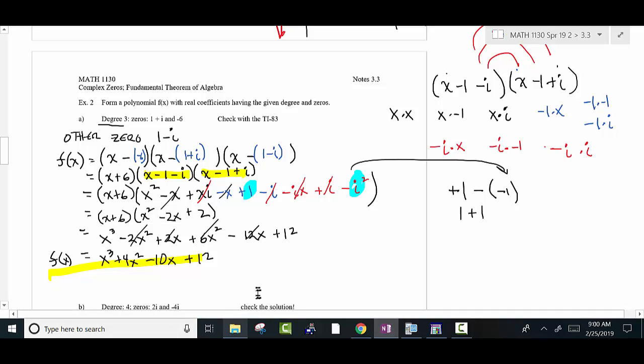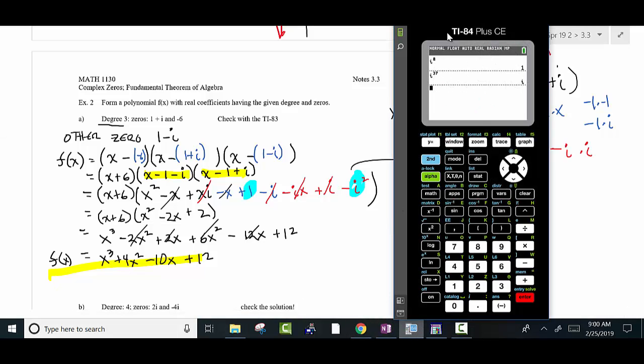So what I want to do next is check the answer on this. If you want to put this in your calculator, I'll show you how you can tell this is right. And I hope it is, because it's so easy to mess up on these. So we have x to the third, and then plus 4x to the second, and let's see, minus 10x.